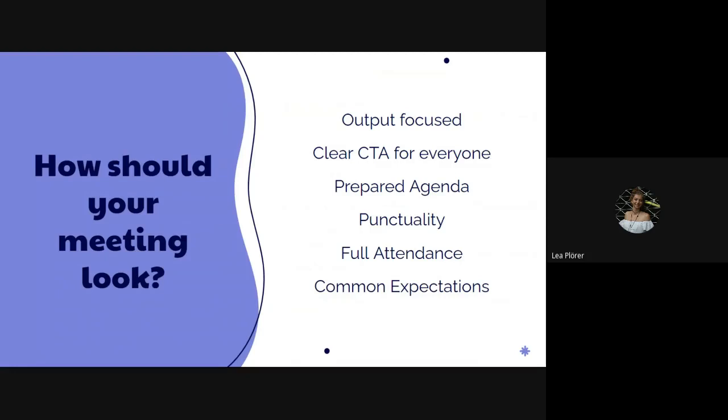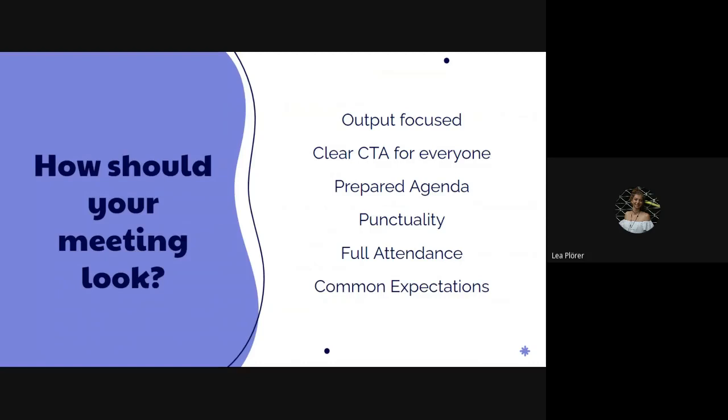Be punctual again. You're the person leading the meeting. You cannot come late. Look for full attendance. If someone has excused themselves beforehand and gave you a valid reason for their excuse, that's okay. Still make sure that people are not excusing themselves too much. And also, if someone didn't come to the meeting unexcused, follow up with them on why they didn't come.